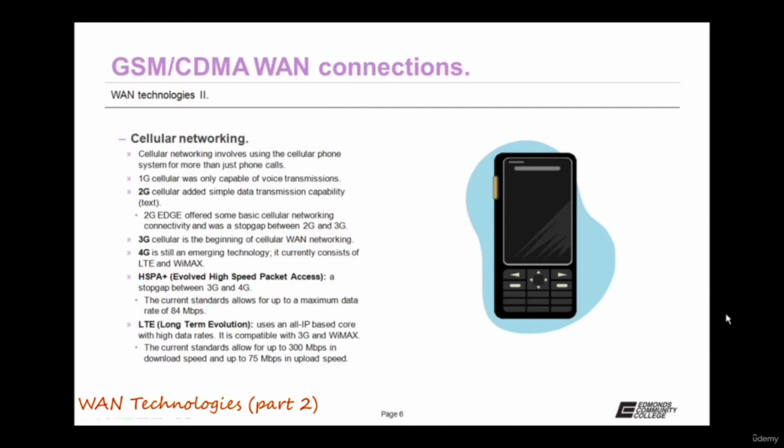LTE uses an all IP-based core with high data rates. Now, LTE is compatible with both 3G and WiMAX. The current standard for LTE allows for up to 300 megabits per second in download speeds and up to 75 megabits per second in upload speeds.